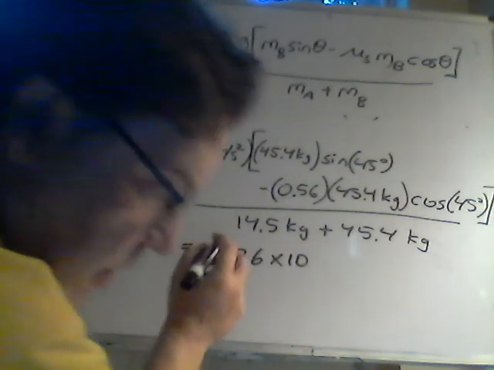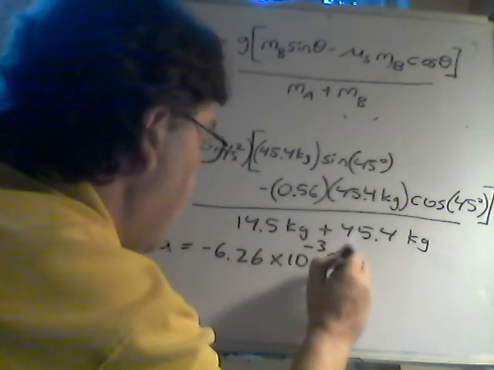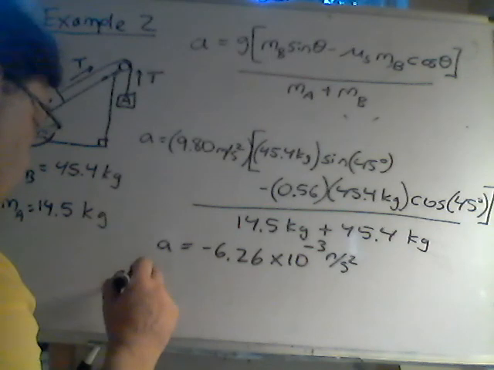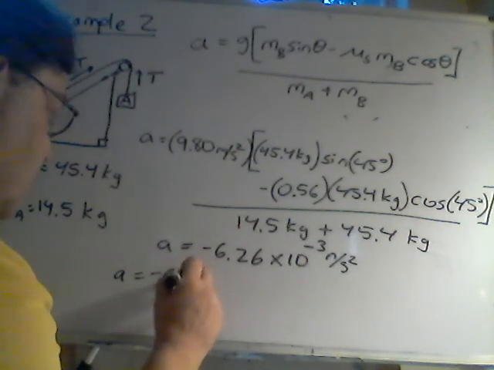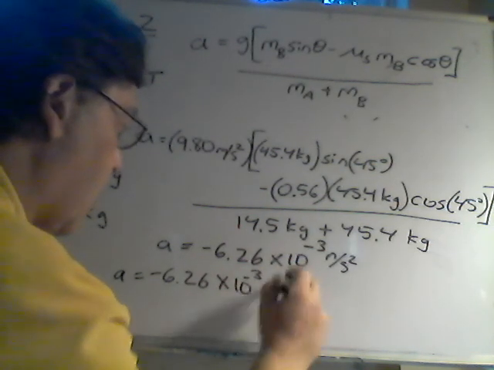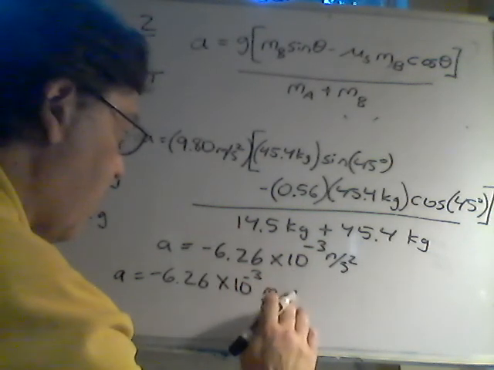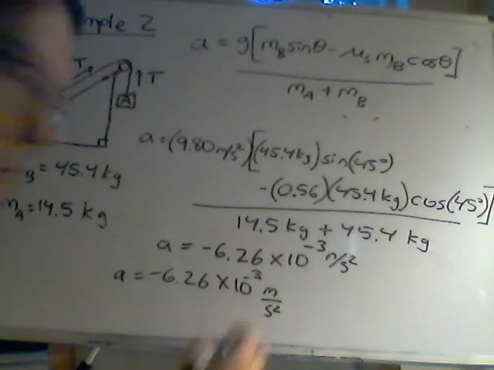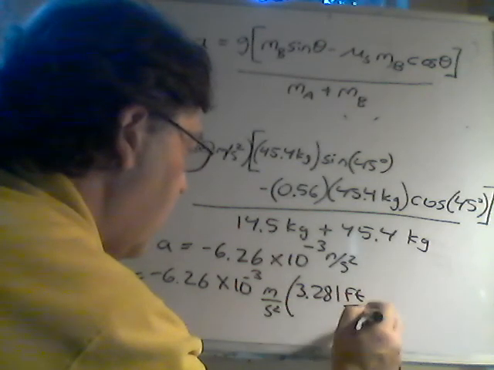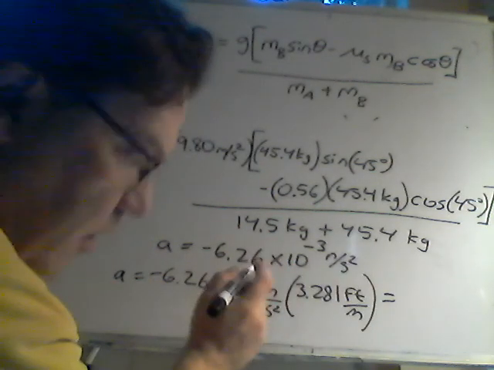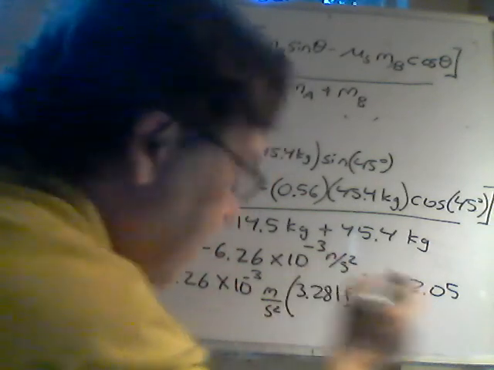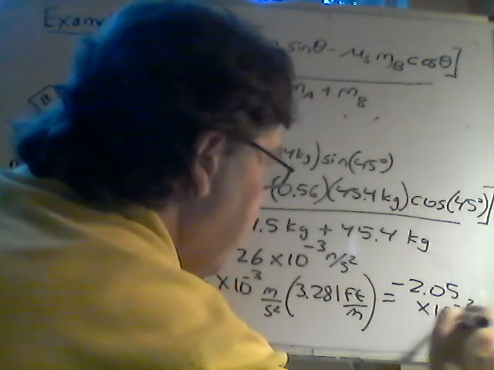times 10 to the negative 3, a minuscule acceleration, meters per second squared. And if I were to convert this back into feet per second squared, it'd be negative 6.26 times 10 to the negative 3 meters per second squared. There are 3.281 feet in a meter. And I'd find some minuscule value of negative 2.05 times 10 to the negative 2 feet per second squared.